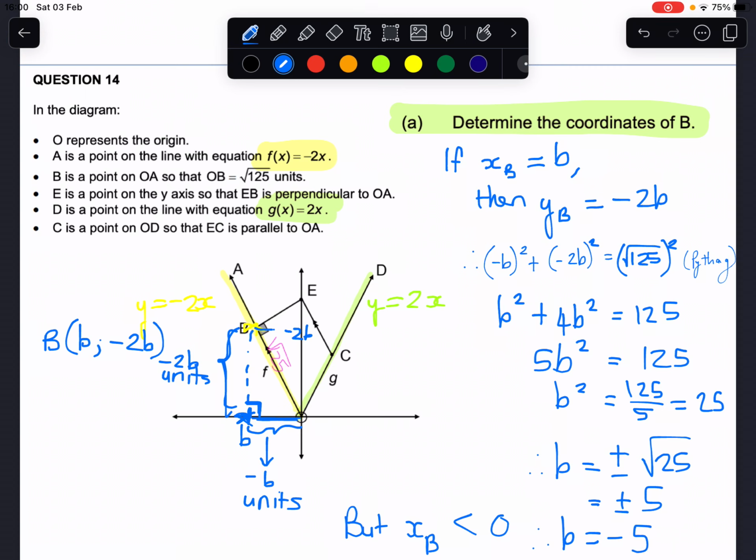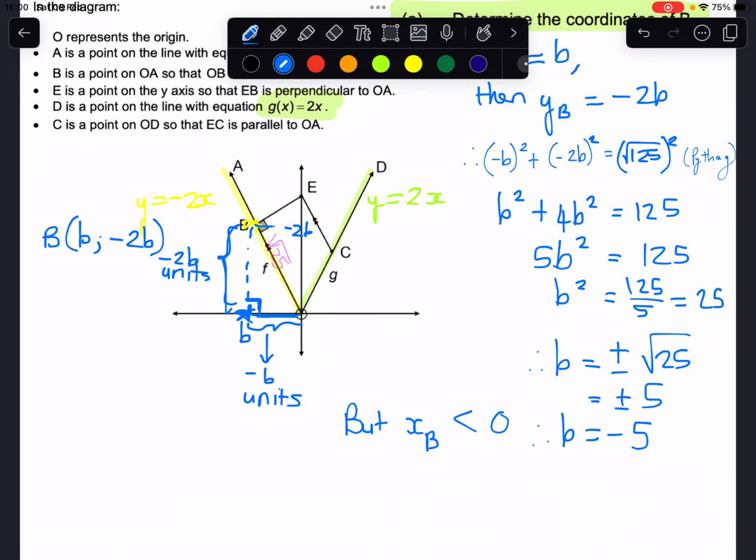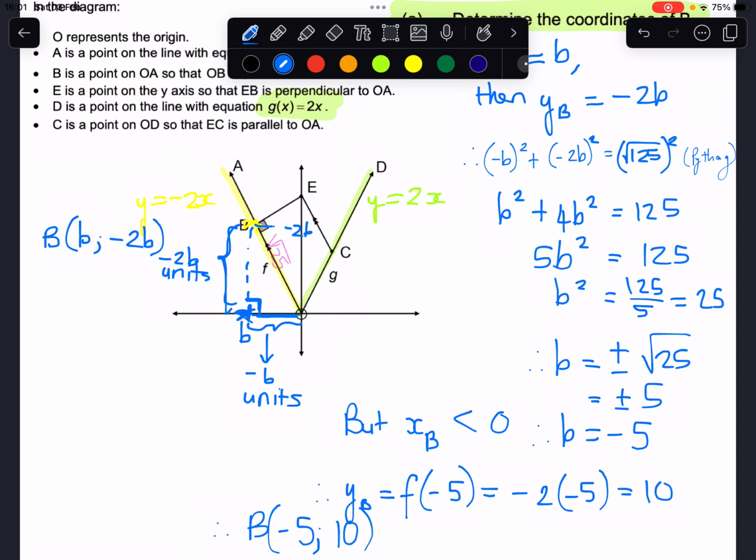Right, so we know that the x-coordinate is negative 5, right? And so therefore the y-coordinate we can figure out by putting it into the function f, right? So f of negative 5, which is negative 2 times negative 5, which is 10. And so the coordinates of b are negative 5 and 10. Okay, let's see whether the memo is in agreement. And yes, it is. Awesome potatoes.